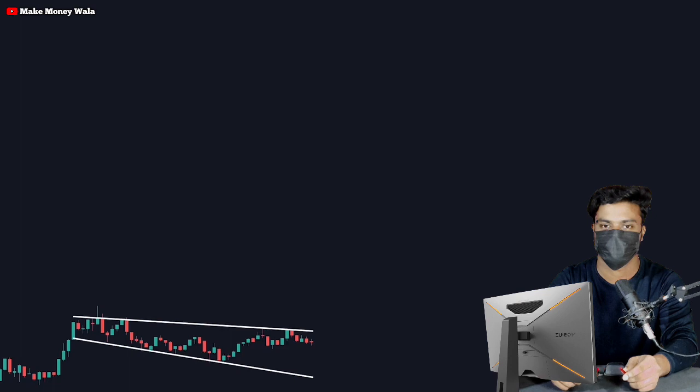Let me show you another example. So here we have our support and resistance level set up. The price moves and a decent sized candle breaks through our resistance.